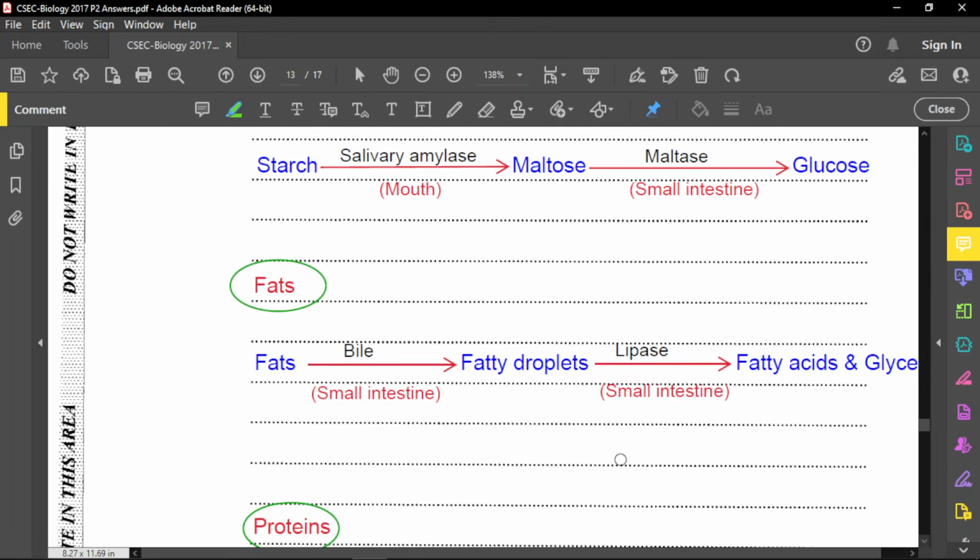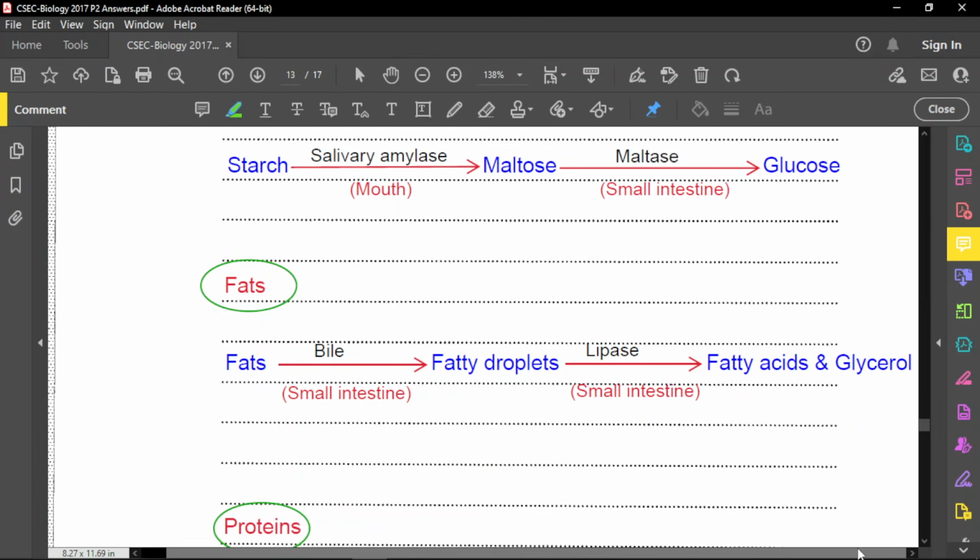Now fats. Chemically, fats are acted upon by bile, and bile is a salt, not an enzyme, just to point it out. And this takes place in the small intestine. So fat only chemically breaks down in the small intestine, right? Mechanically in the mouth, yes, but chemically, small intestine. And so fats break down into fatty droplets, and then the fatty droplets are acted upon by the enzyme lipase in the small intestine again, to make fatty acids and glycerol. So glycerol was supposed to be here, right? I think a piece of it dropped off, but don't worry about it. It's glycerol. As a matter of fact, I could slide over a little bit, and you will see it is glycerol, right?